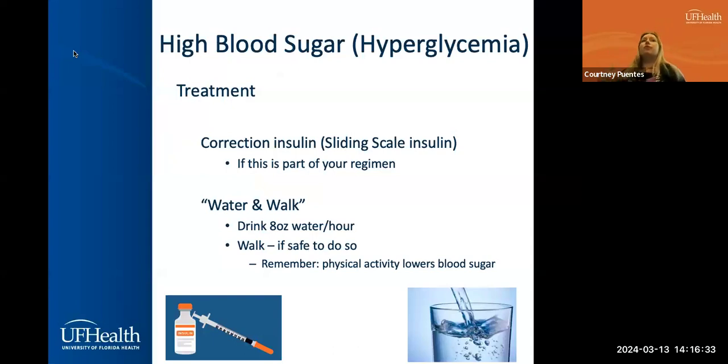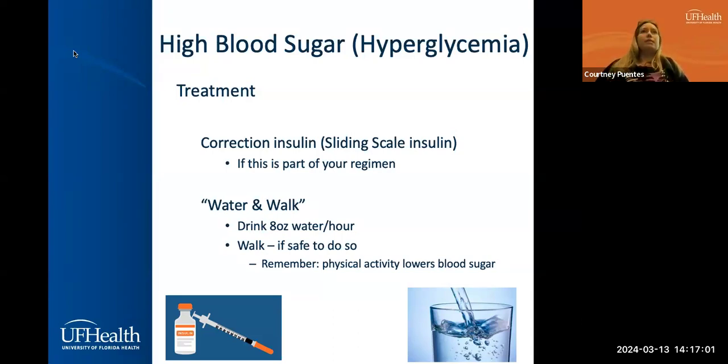So what can you do for high blood sugars? I always look back and see what contributed to it, and understand that. But in the meantime, if you have what's called correctional insulin available, or sliding scale, that's been prescribed by your provider, then you can use that. One of the most important things is water, hydration. Water, water, water. At least one glass of water every hour during that acute period.